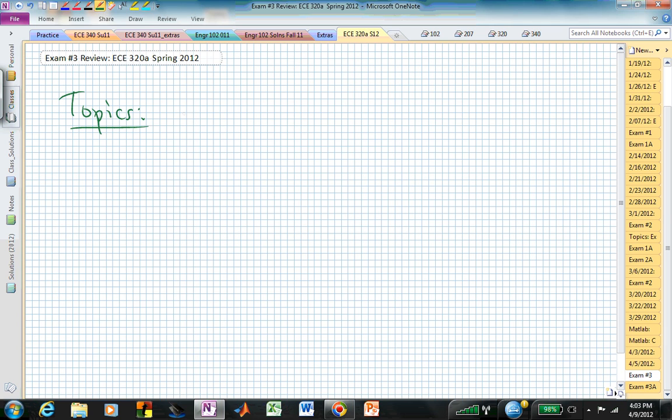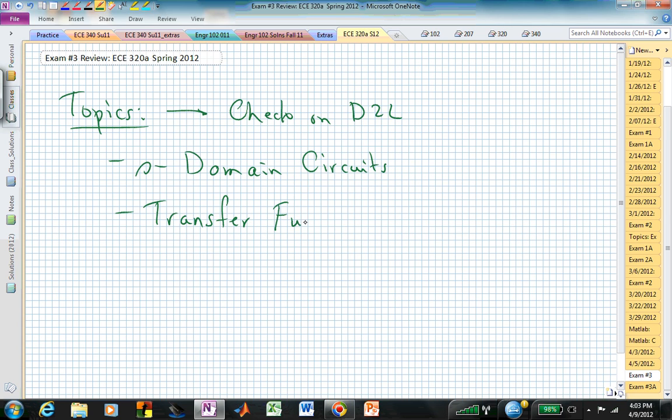And there's really three main themes, but the long list you can find on D2L. The main themes are you need to be able to perform or work with S-domain circuits. You need to be able to play with transfer functions inside and out. And when I say play, we're actually getting into the fun part of the semester. Now we have a lot of tools that we can actually play with or use. And the other main topical theme is convolution.